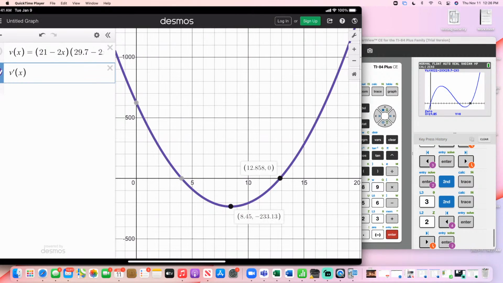Can you tell me where is the original function a maximum? It's just 4.042, because remember, f prime of x went from positive to negative. The original function is a maximum. Do you remember that? Also 12.858 is from negative to positive. It's a minimum. Let's look at the original graph.